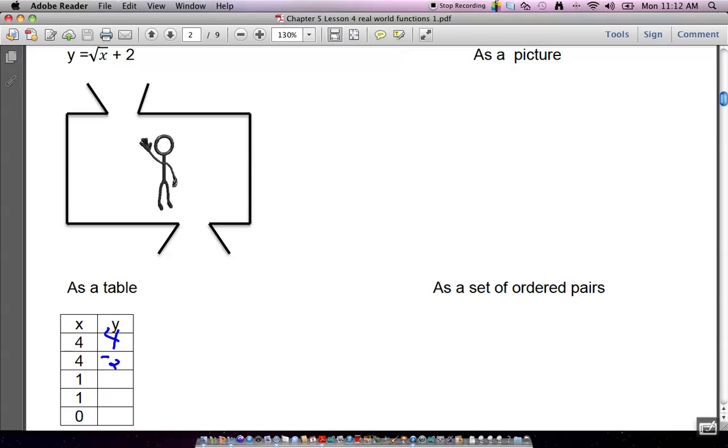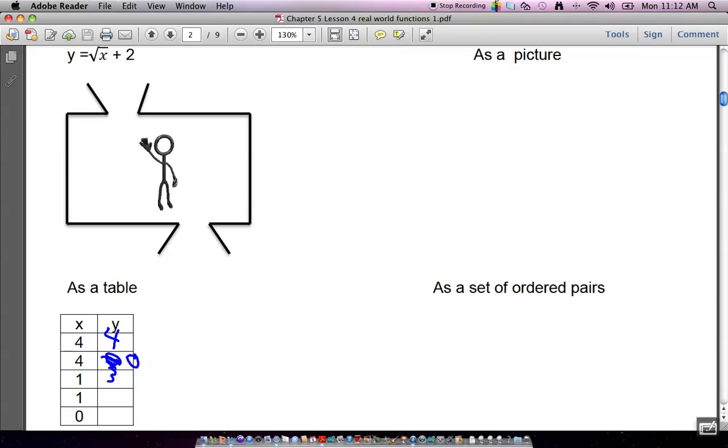Good. Now let's hand them, I'm sorry, -2, and then I have to add 2. -2 plus 2 is 0. Let's hand them a 1. What's the square root of 1? What number times itself is 1? 1. 1 times 1 is 1. So the square root of 1 is 1, plus 2 makes 3.